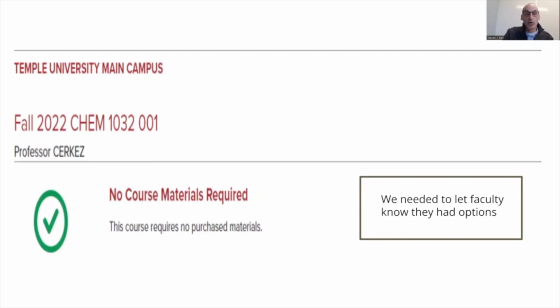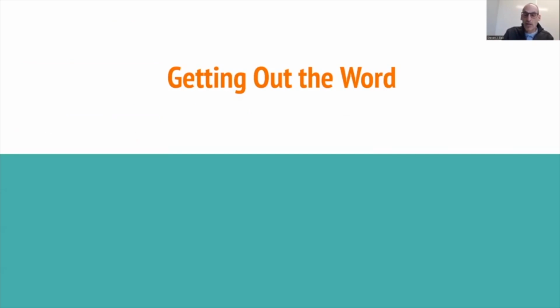Now, here's an example of the case of the faculty member who just clicks no course materials required. Very obvious to the student that they're not going to have to purchase anything for this course. So that's great. So now we have some very useful information that we're finding out how to add into this AIP system that previously many faculty did not know they could do.